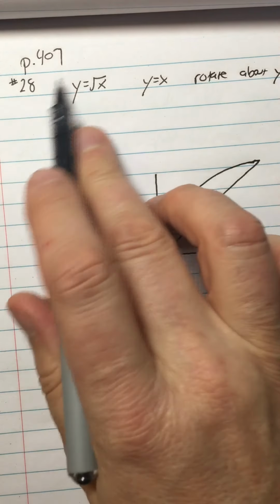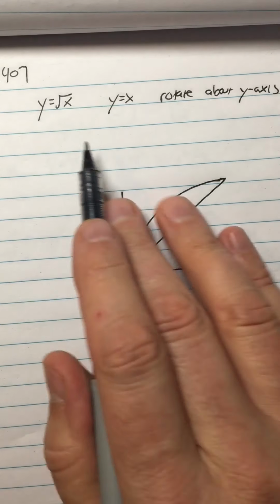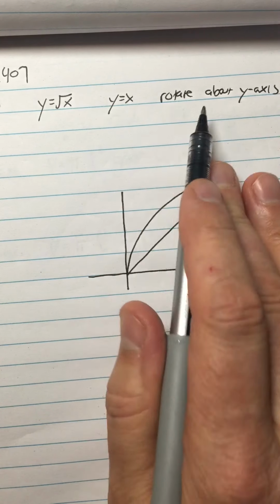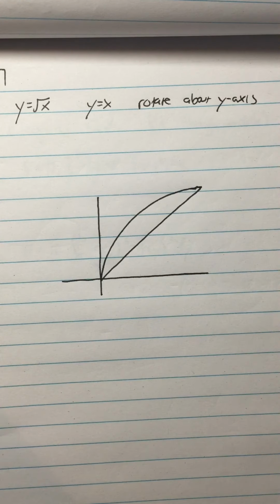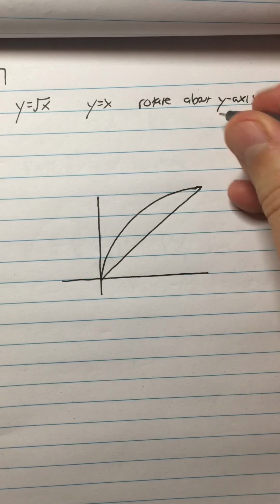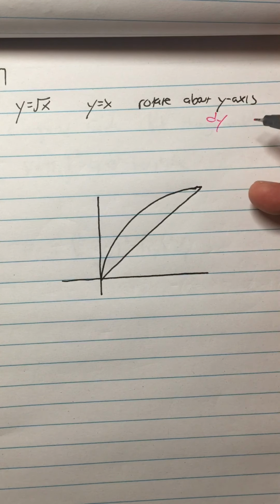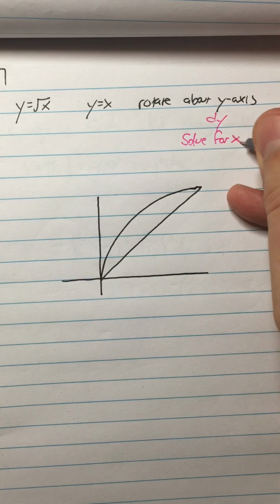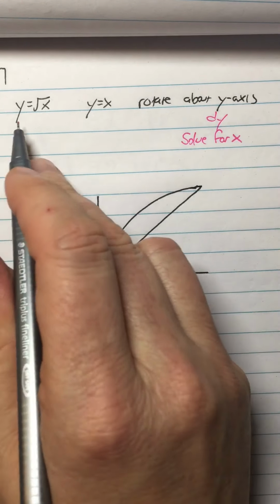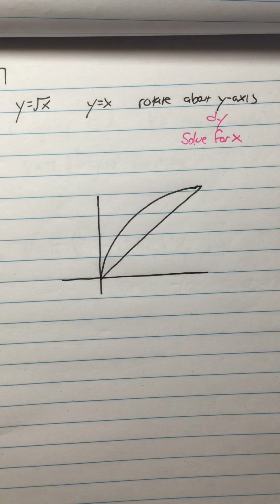So let's look at page 407, number 28. We have the functions y equals square root x and y equals x, but we're rotating this about the y-axis. The thing to be aware of is that when you're rotating about the y-axis, you're going to be integrating dy, and you're going to need to solve the equations for x. These equations are not solved for x, so we need to do that.